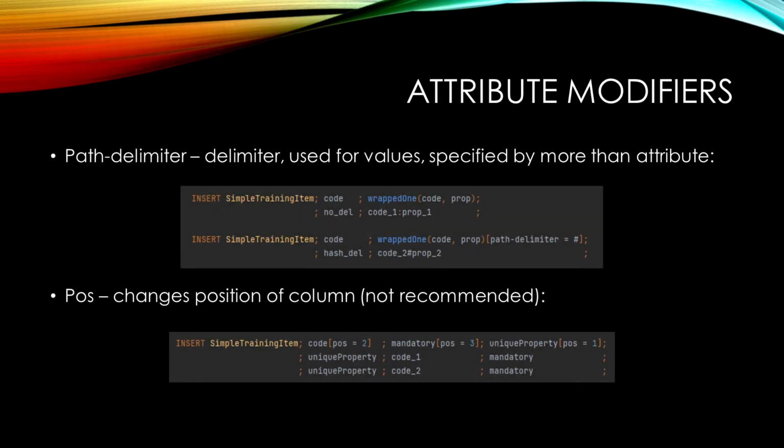If you use more than one property of an item attribute, the path delimiter modifier can be used to customize a delimiter. The pos modifier can change the position of the column, but may lead to confusion, so beware.